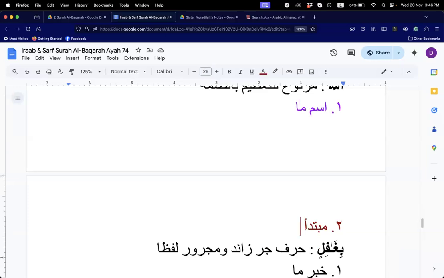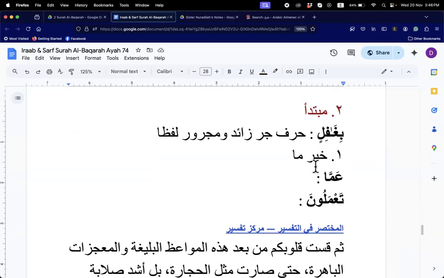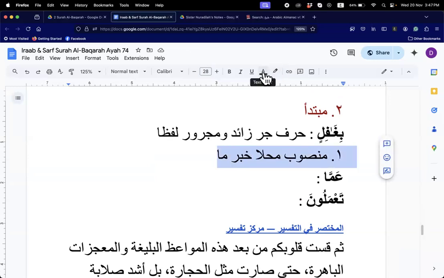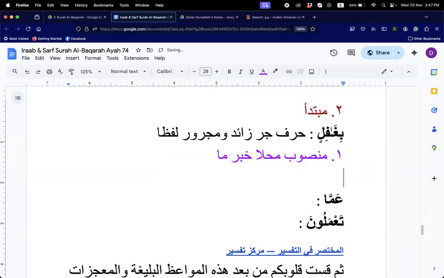So your khabar ma here is actually mansub. Just now you say majrur lafzan, you say mansub mahallan. Khabar ma. Clear? So it is majrur in wording, but actually it is mansub. Means, if you take out the ba, this will become ghafilan, not ghafilun or ghafilin. We also say fi mahalli nasab. It's basically the same thing, but they use this term when it comes to harf jar zaidah. Mansub mahallan is basically fi mahalli nasab, the same thing, but they use different terms in different places.